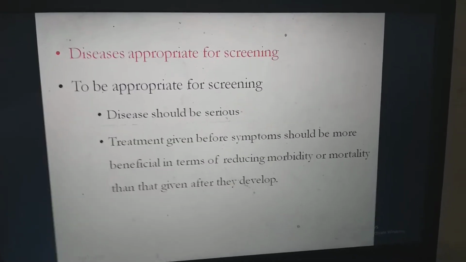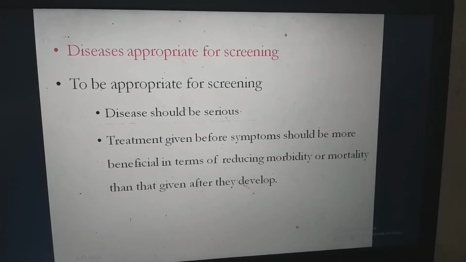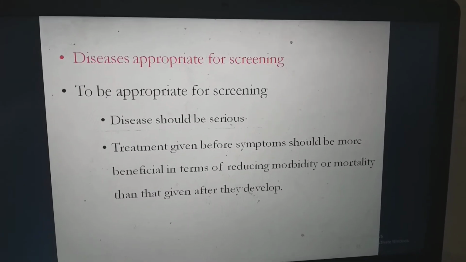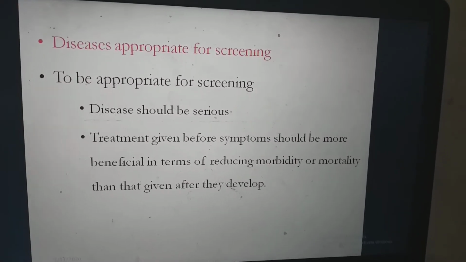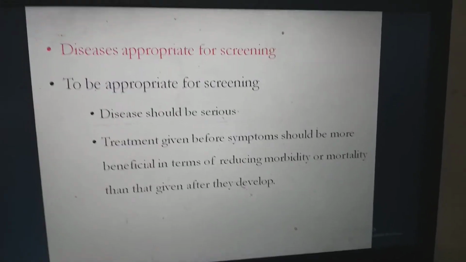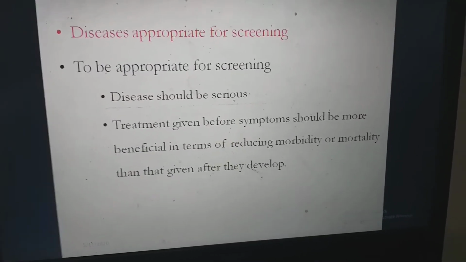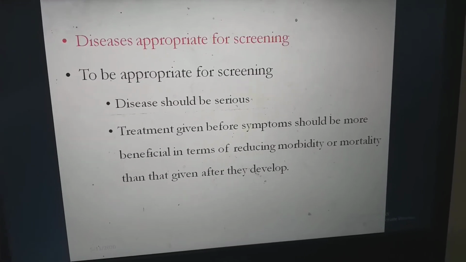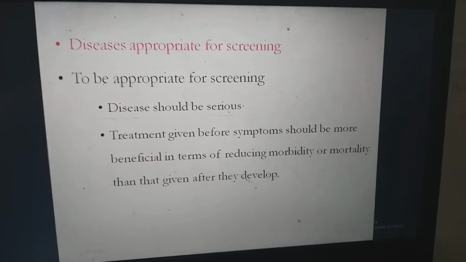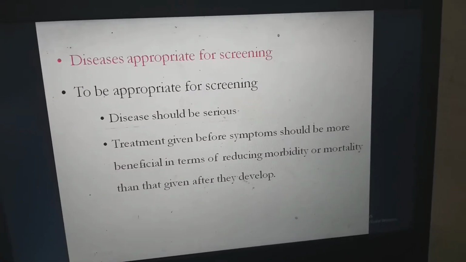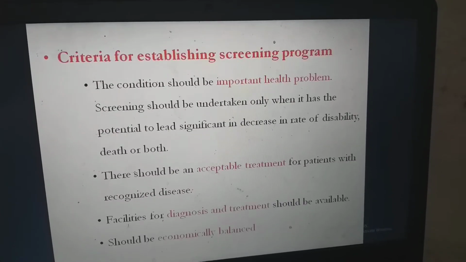Diseases appropriate for screening. Is it all diseases that we are going to do? No. First, it should be a serious disease. Like nowadays, there is coronavirus. It is very serious. It is worldwide, a pandemic. So if you screen the people, we call it screening, not diagnosing, because it's very serious. Second, treatment given before symptoms should be more beneficial in terms of reducing morbidity or mortality than that given after they develop. So these are the two major criteria for doing screening.